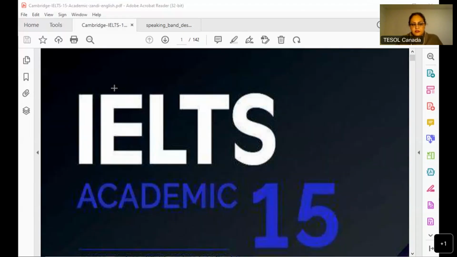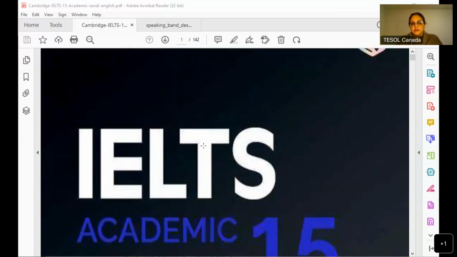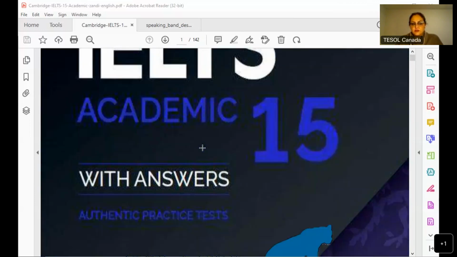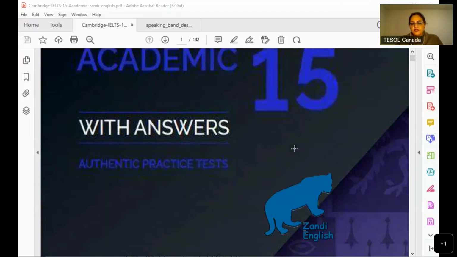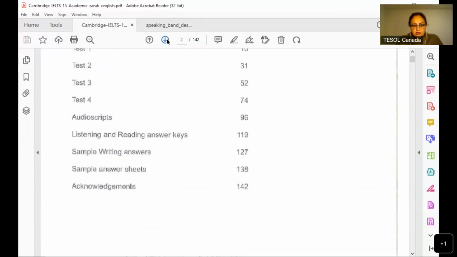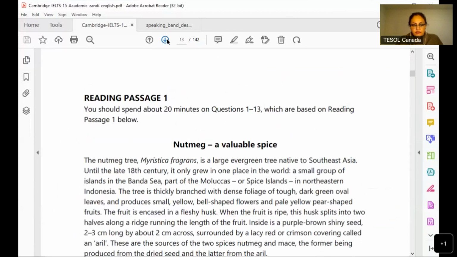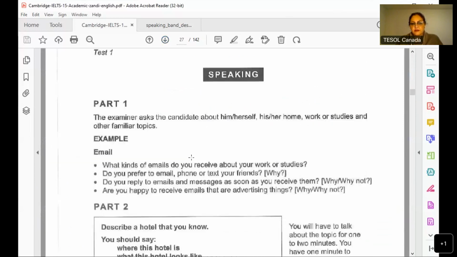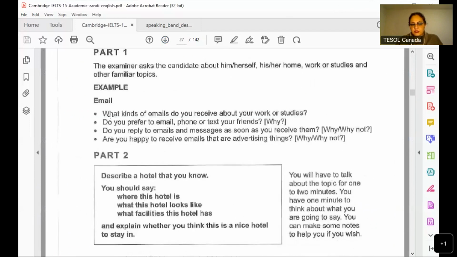So here's an example. You can find very good examples in this Cambridge IELTS tests. So this one for academic, volume 15, there are 17 volumes. So there are 4 tests in each volume. Here is an example. So for speaking, part 1, let's talk about emails. What kind of emails do you receive about your work? So there are 4 questions about emails.